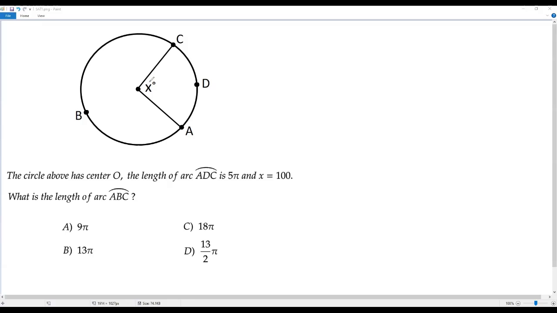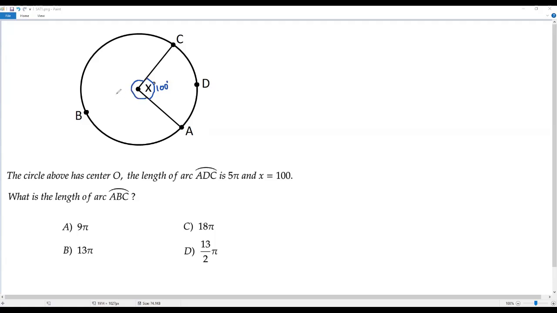Okay, here we have the value of x, that is 100, and also we have the length of arc ADC, that is 5 pi. Using this information, we have to find the length of arc ABC. Since x is given, the central angle of the arc ADC is 100 degrees. We know that in a full circle, the complete angle measure is 360 degrees. This angle measure is given, that is, the value of x is 100. X degrees means 100 degrees.